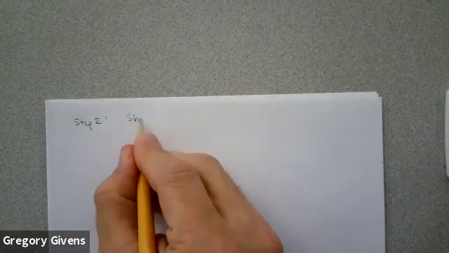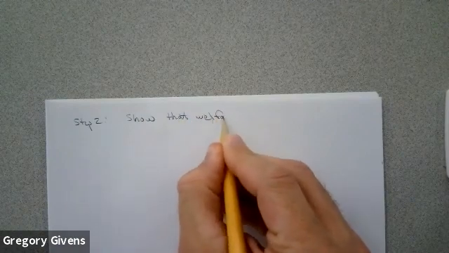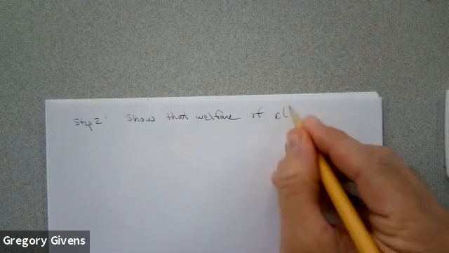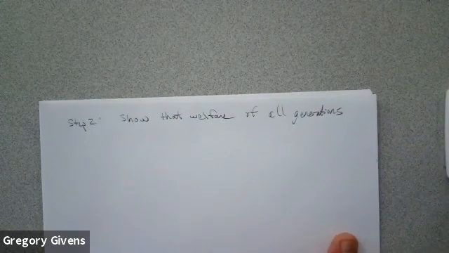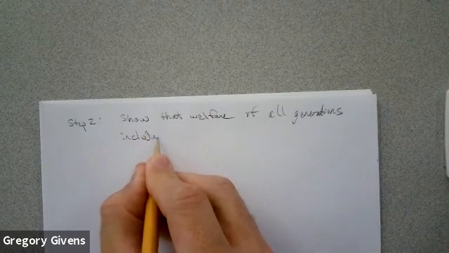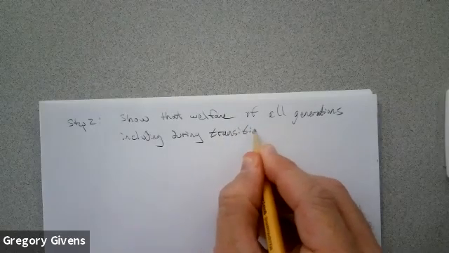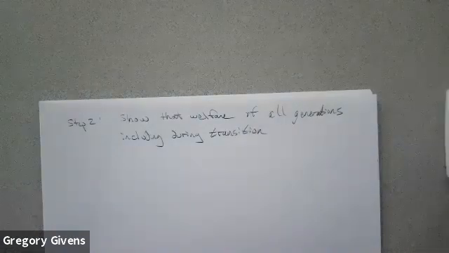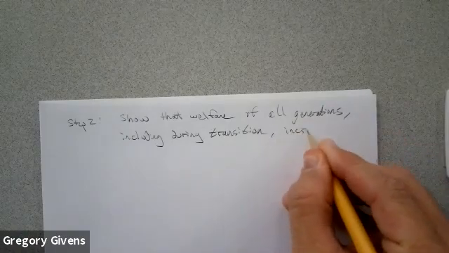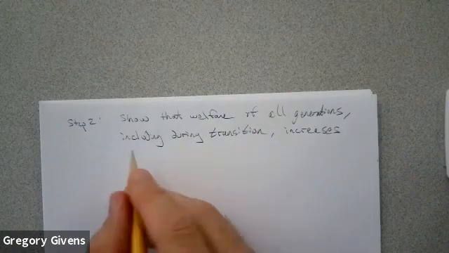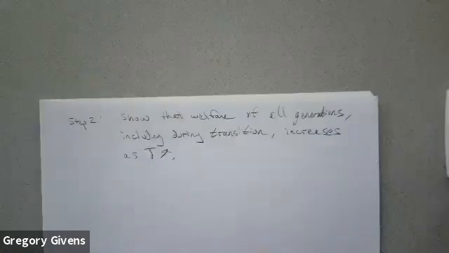Is to show that the welfare of all generations, including during the transition to the new steady state, increases as Social Security goes up. So all agents are better off.